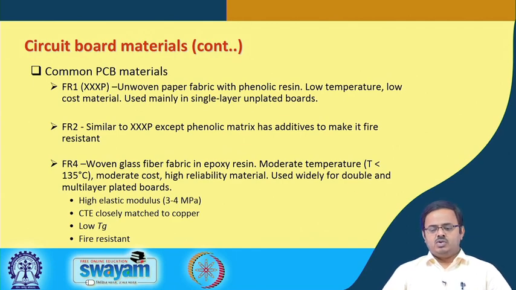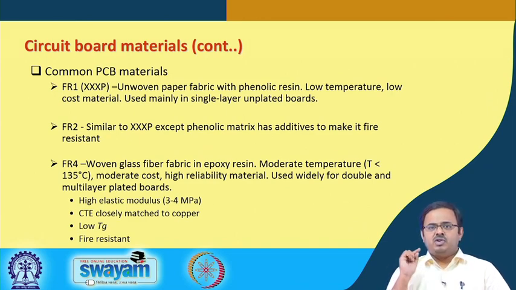So, low temperature, low cost material used mainly in single layer unplated boards. FR2, but here what happens is pretty much FR1, but the phenolic matrix has some additives to make it fire resistant, or rather more fire resistant, and that is why FR2. FR1 is also fire resistant, FR2 is even more resistant to fire.